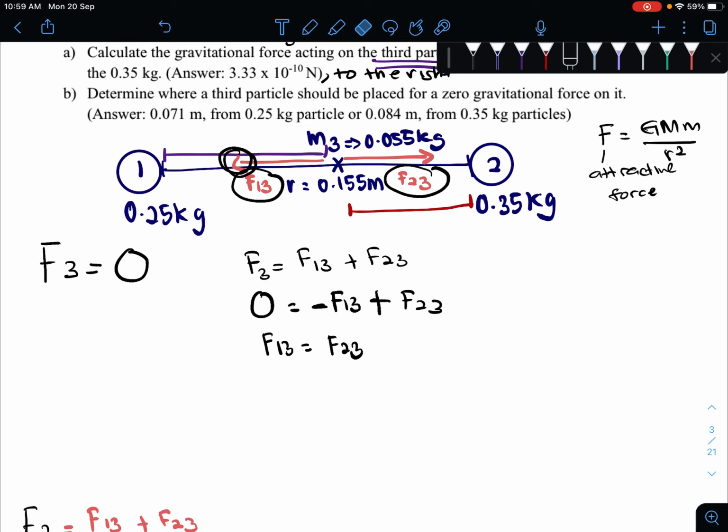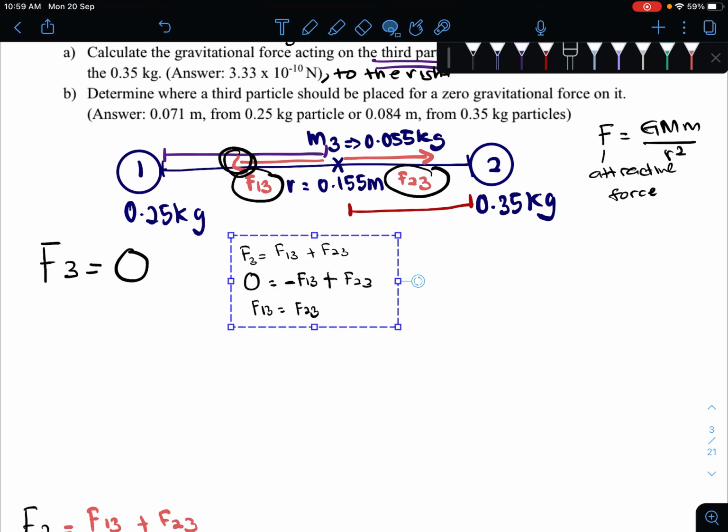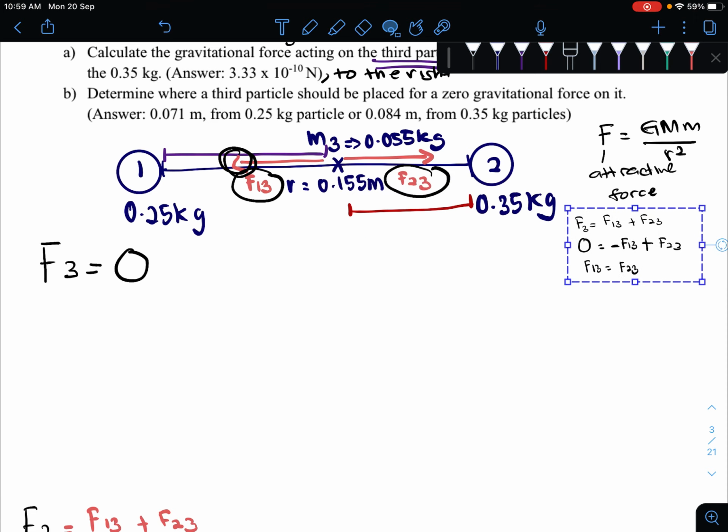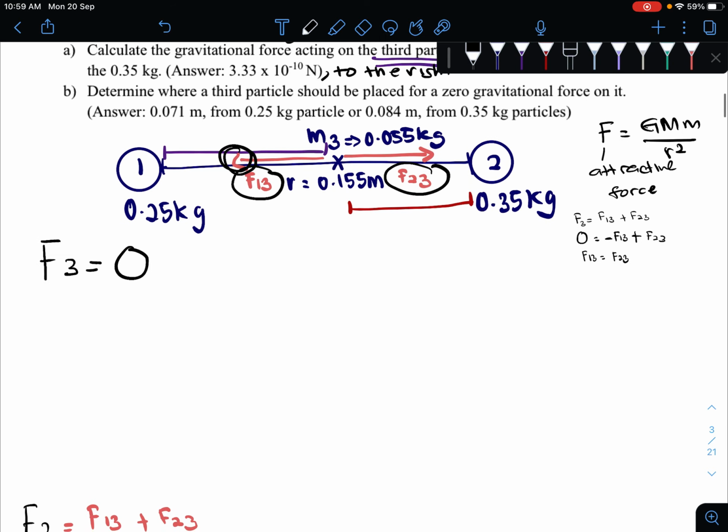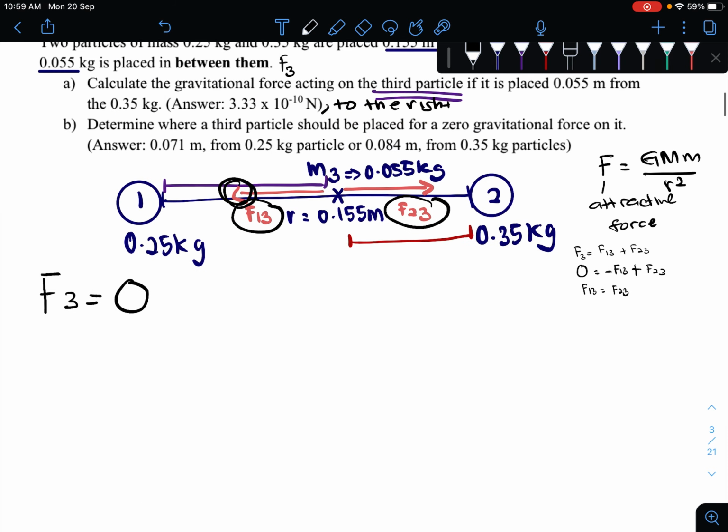So, apa kita nak buat adalah kita nak proceed daripada pemahaman ini. We are going to proceed with this understanding here to do our question B now. Okay. So, since we dah cakap F13 is equals to F23, kita masukkan semua nilai yang kita tahu iaitu G M1 M3 over jarak antara 1 dan 3 square samakan dengan G M2 M3 over R23 square.